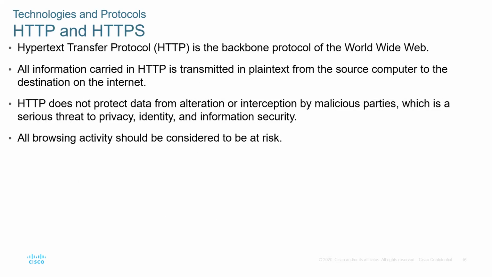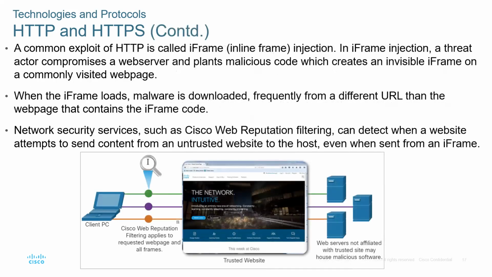The HTTP and HTTPS protocols are the backbone of the World Wide Web. So all information carried across HTTP is transmitted in plain text from a source computer to a destination on the internet. And HTTP doesn't protect data from alteration or interception by malicious parties, which is why it's a serious threat to privacy, identity, and information security. And all browsing activity should be considered a risk.